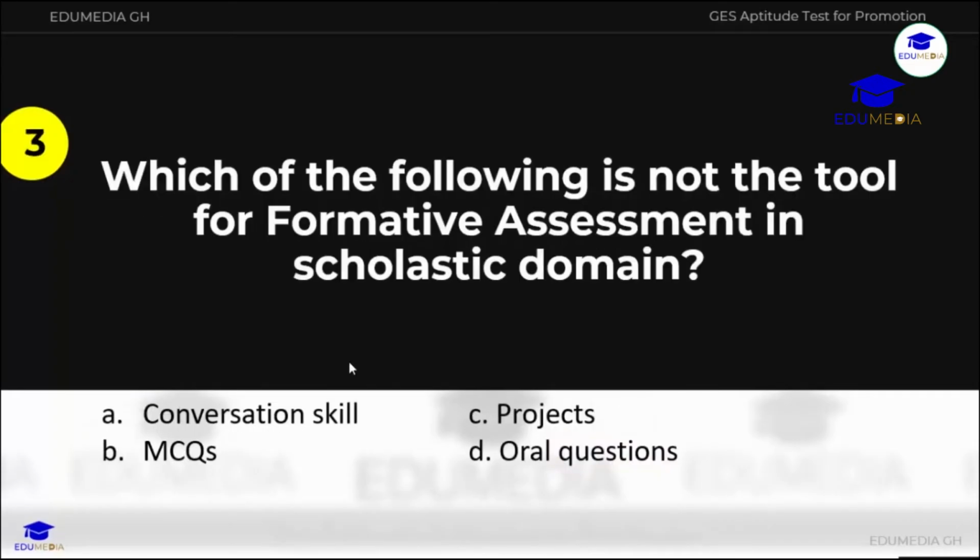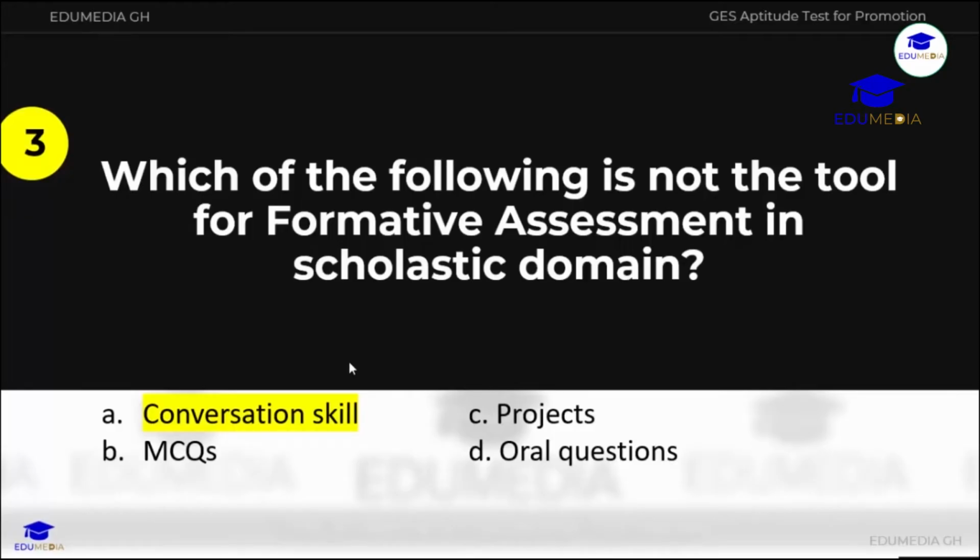Question number 3. Which of the following is not the tool for formative assessment in scholastic domain? Option A. Conversation skill. Option B. Multiple choice questions. Option C. Projects. And option D. Oral questions. The correct answer for question number 3 is A.